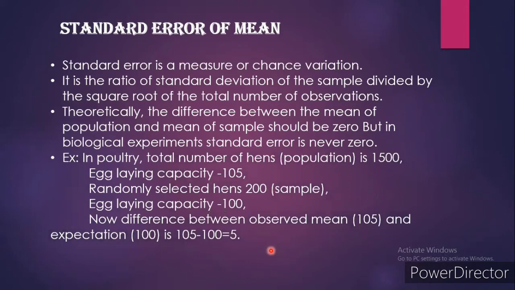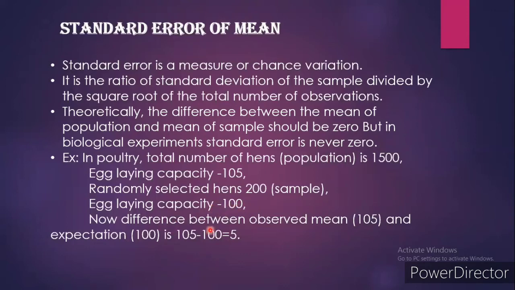Suppose in a poultry farm, the total population, that is the hens, is 1500. The average egg laying capacity of all the hens is 105 per day. Then 200 hens are randomly selected from the population, and the egg laying capacity of these hens comes to 100.